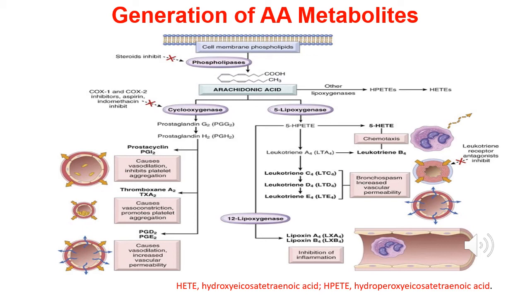As you see, prostaglandin I2, which is prostacyclin, as well as prostaglandin D2 and E2, cause vasodilatation and increase vascular permeability, as well as inhibit platelet aggregation. Whereas thromboxane A2, although it is one of the prostaglandins, causes vasoconstriction and promotes platelet aggregation, which means it has the opposite effect of the other prostaglandins. It more or less has some similar effect to the leukotrienes, as we will see later on.